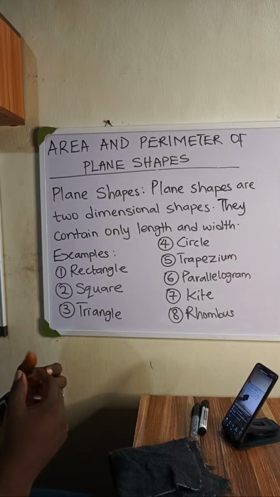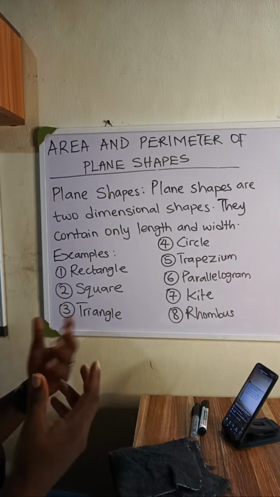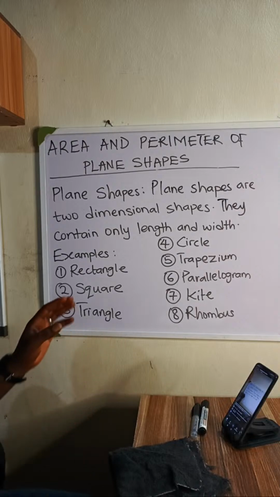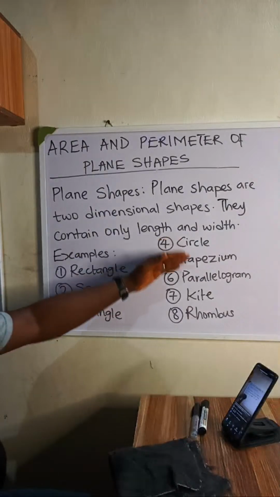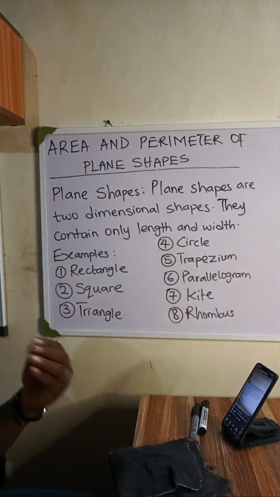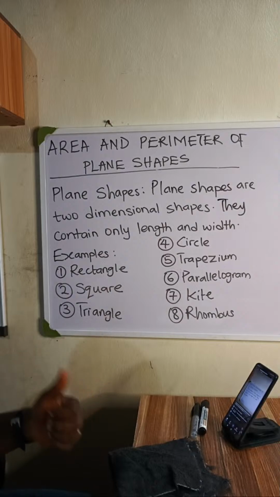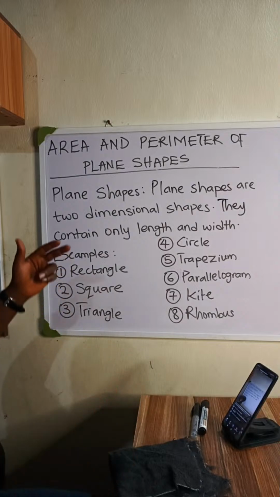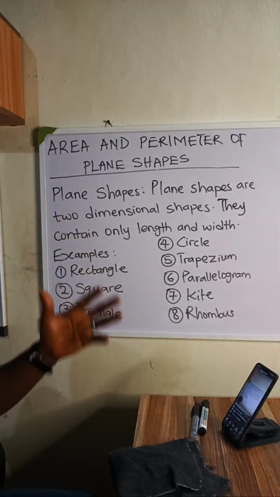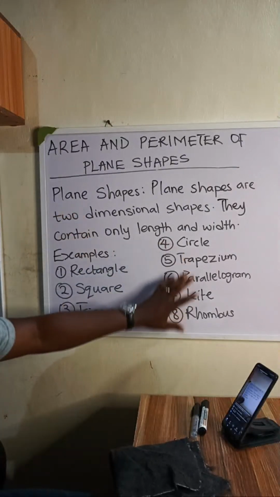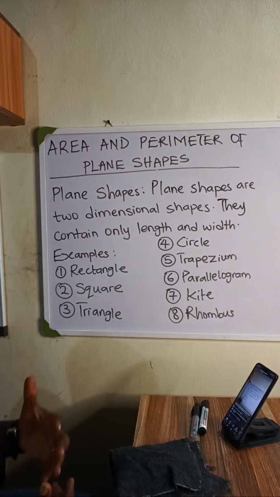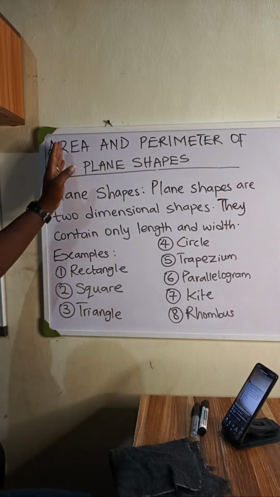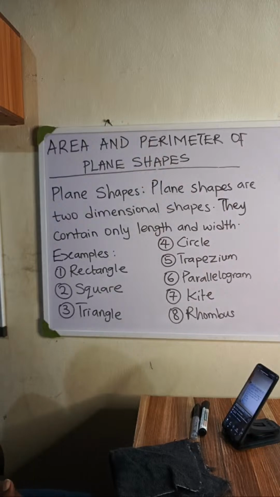Now I would like you to go on your own, probably later on, to find out the features of these plane shapes, how you can identify them, their angles, the number of sides, the different components of these plane shapes. We will not be covering it in this class. Our focus is how to calculate area and perimeter of plane shapes.